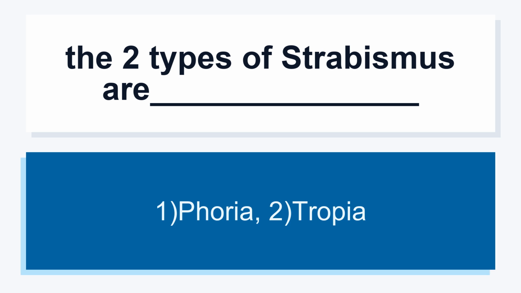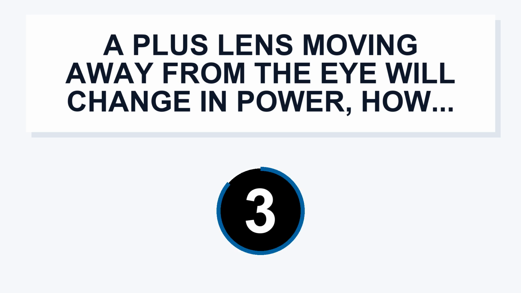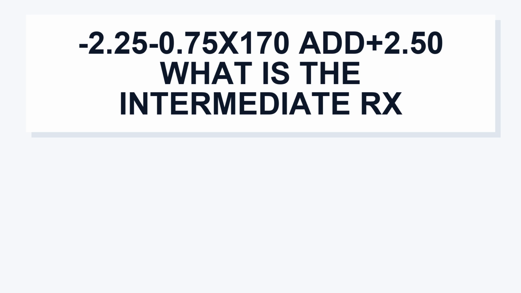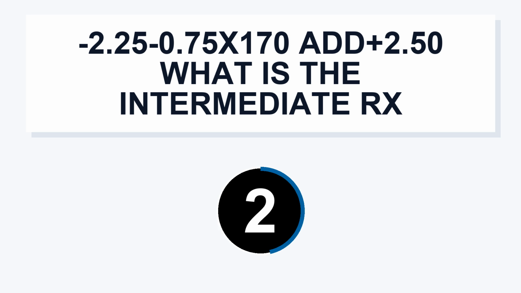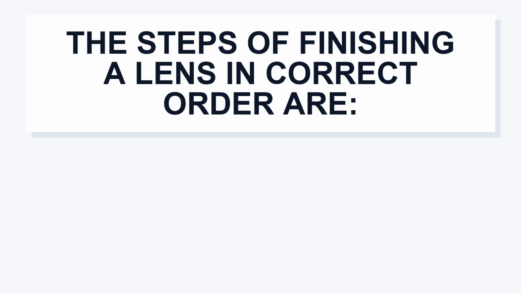1. Phoria. 2. Tropia. A plus lens moving away from the eye will change in power. How? It will gain power, become more plus. Plus 2.25 -0.75 x 170 add plus 2.50. What is the intermediate RX? Plus 1.00 -0.75 x 170.